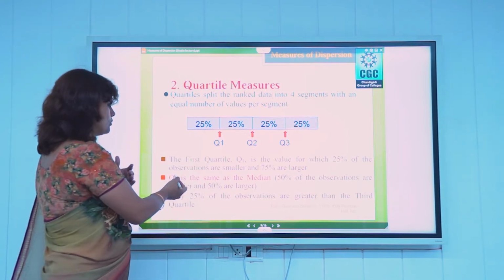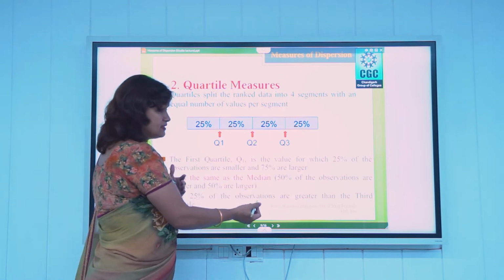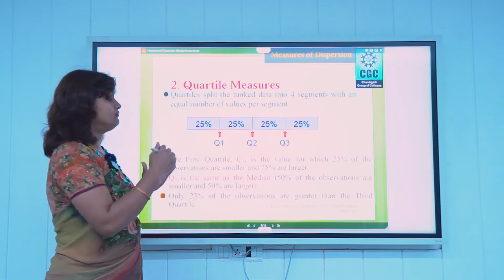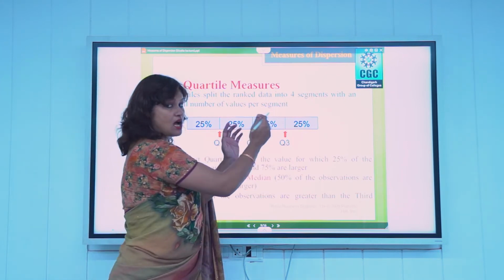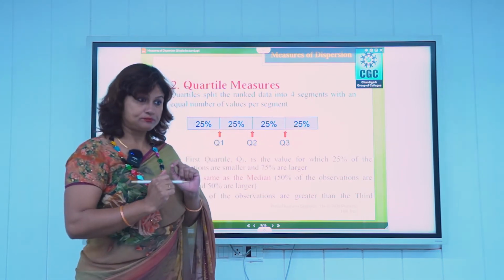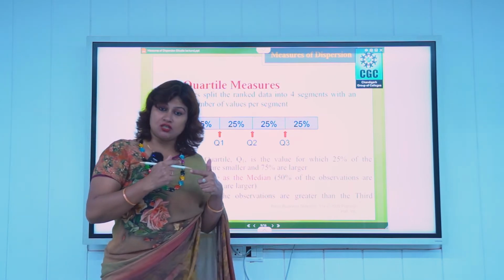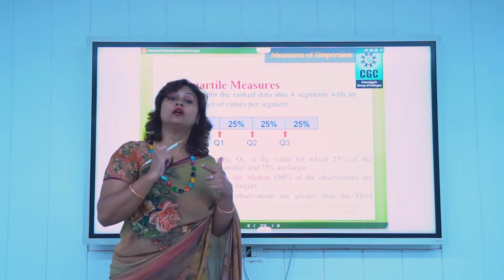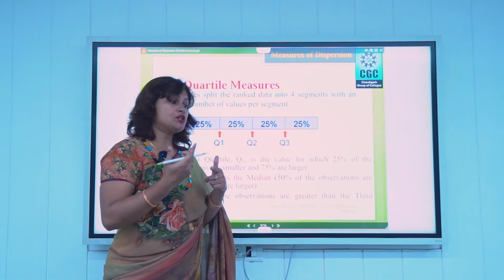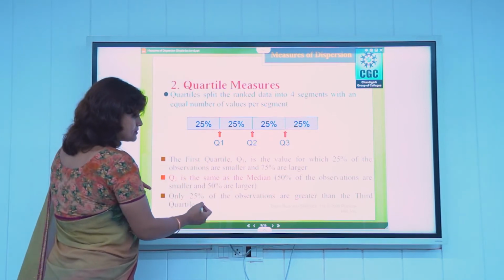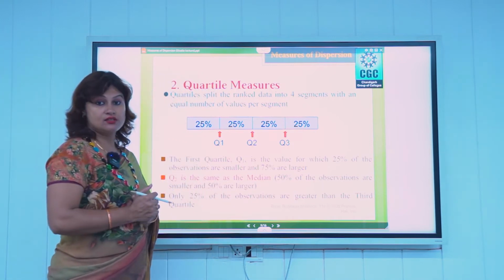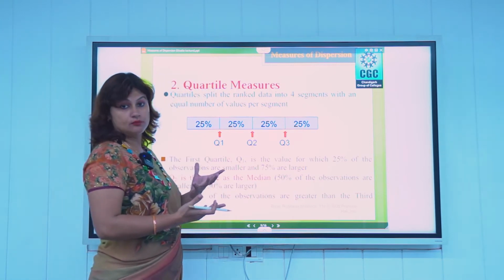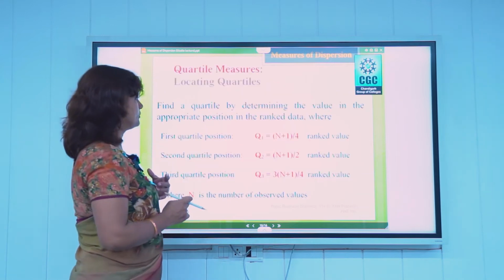Similarly, Q2 is the same as the median, as I have just mentioned, that 50% of the observations are smaller and 50% are the larger ones. It is changed when we are talking about Q3. Q3 shows that only 25% of the observations are greater than the third quartile. So this is another point of view of looking at the problem.